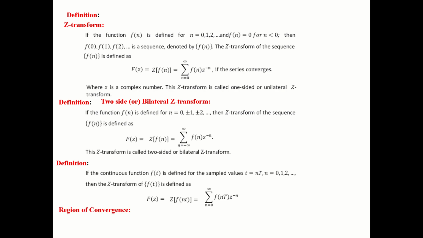Region of convergence, I told you already, right? Convergence means it will move towards a point when n tends to infinity. The region where the point is lying, that region is called the region of convergence. The value of z for which the Z transform converges is called the region of convergence.